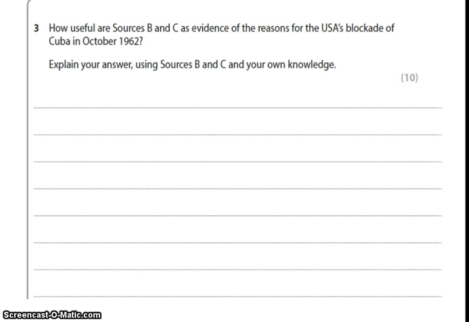The point I'm making is you need to show this knowledge and apply it when you're judging just how useful sources B and C are in evidence and reasons for the US blockade of Cuba in October 1962.